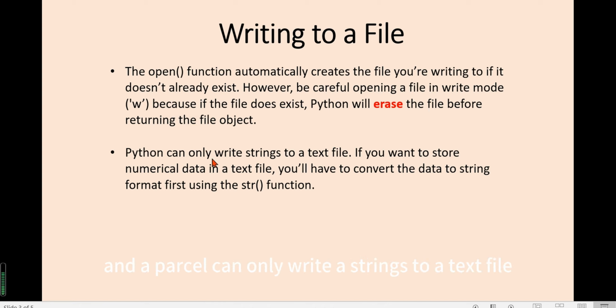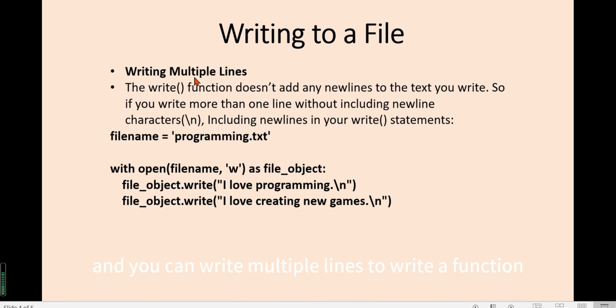And Python can only write strings to a text file. If you want to store numerical data in a text file, you will have to convert the data to string format first using the str function. And you can write multiple lines. The write function doesn't add any new lines to the text you write, so if you write more than one line, you need to include new line characters in your write statements.